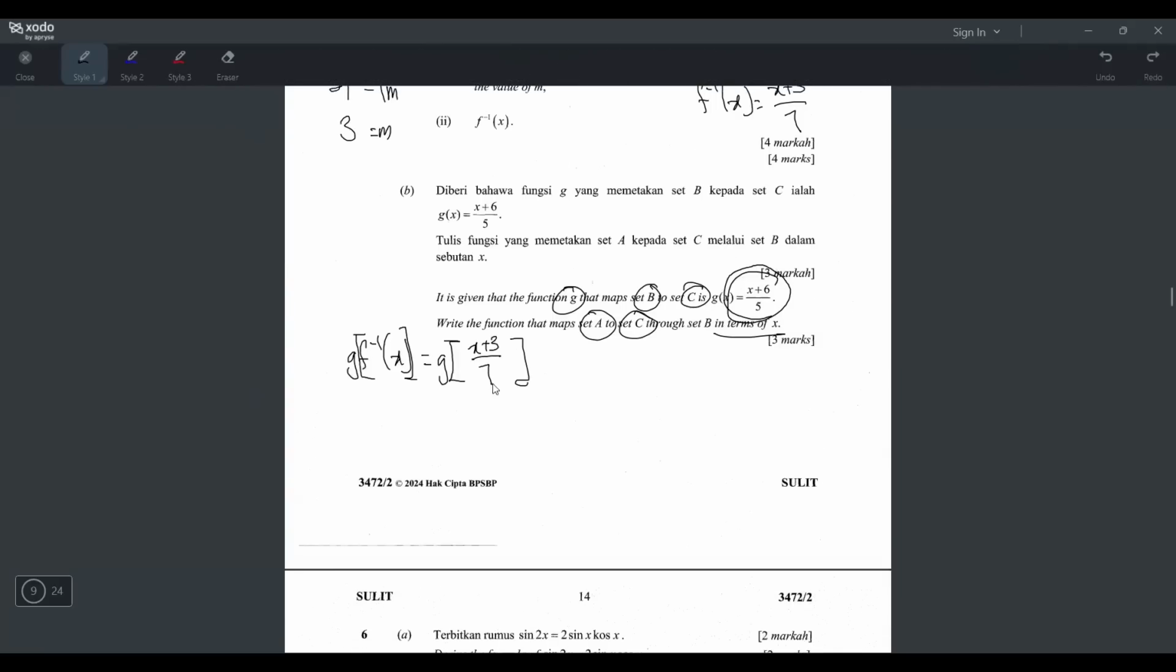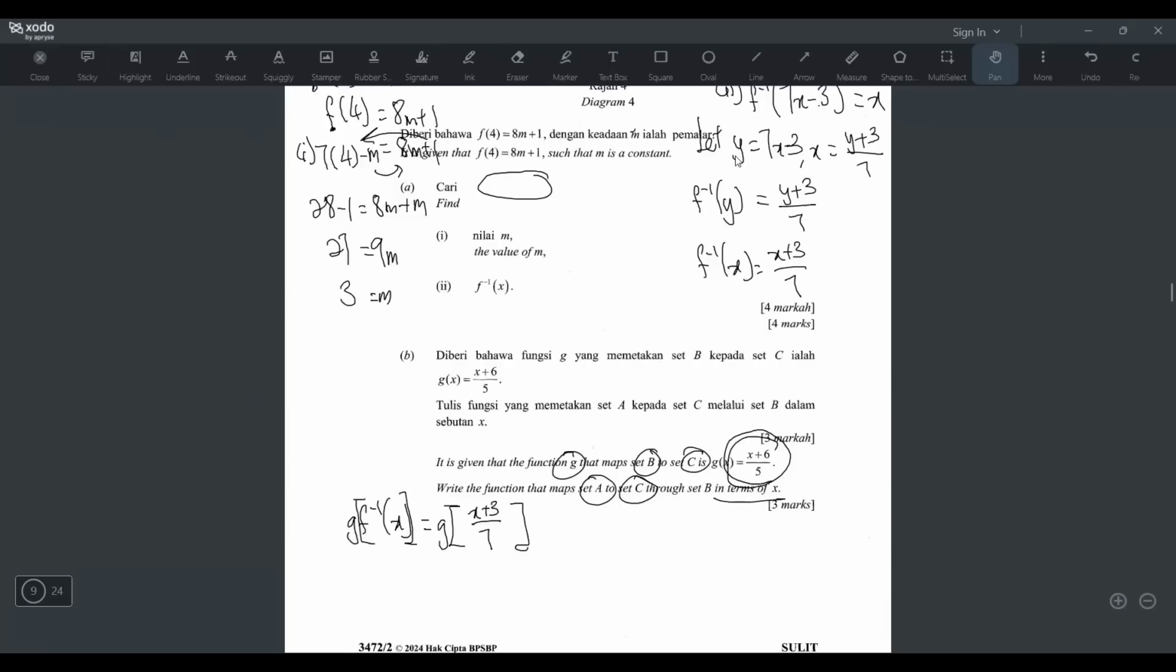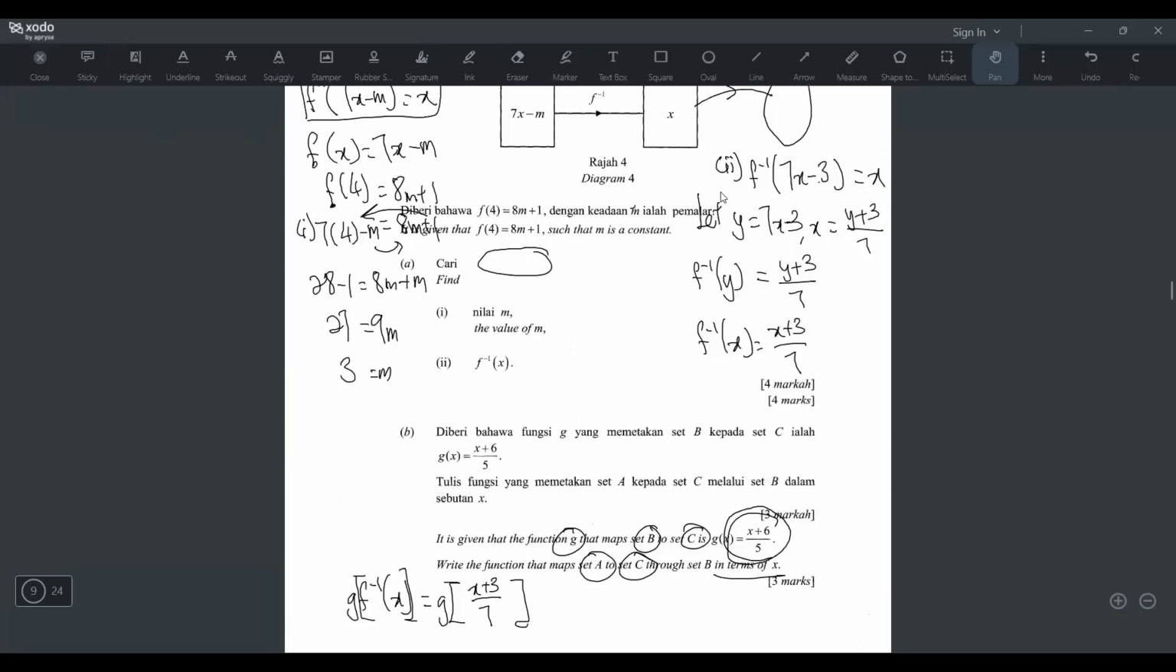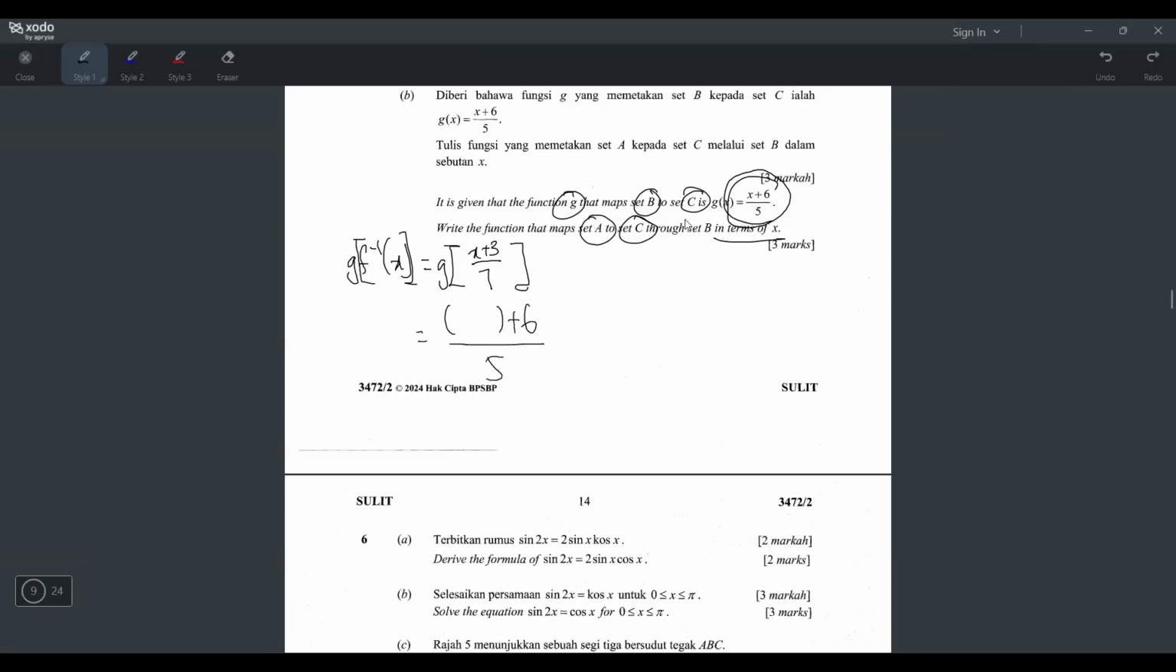But for those cases yang tak ada function g nak suruh cari g(x), then you have to use the method I showed you just now: let y equal bracket, cari x. This method memang kena tahu. Certain questions memang you have to use this method, where you tak ada the outside function. But this question you have it. So the function g(x) is actually (x plus 6) over 5. But don't write (x plus 6) over 5, because your x now has changed, replaced with (x plus 3) over 7. Now just simplify this and you'll get the answer.